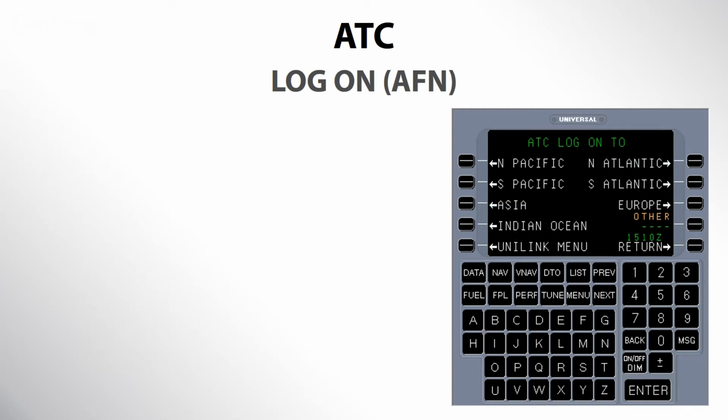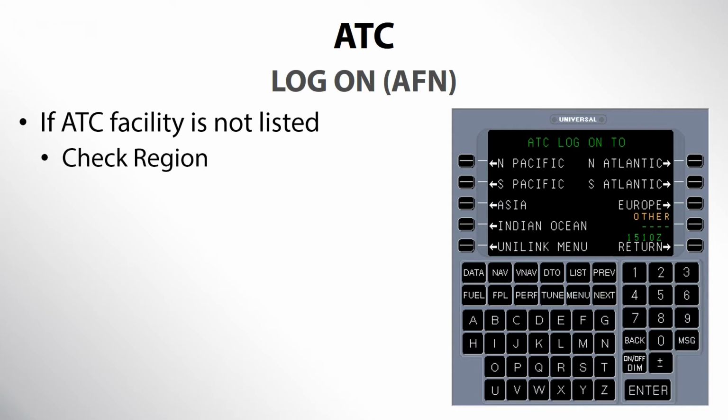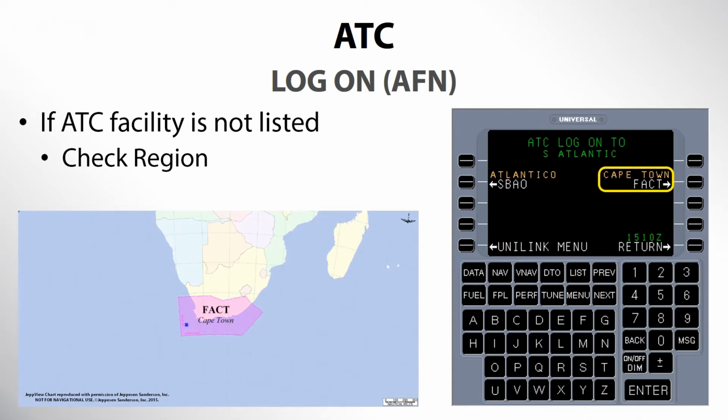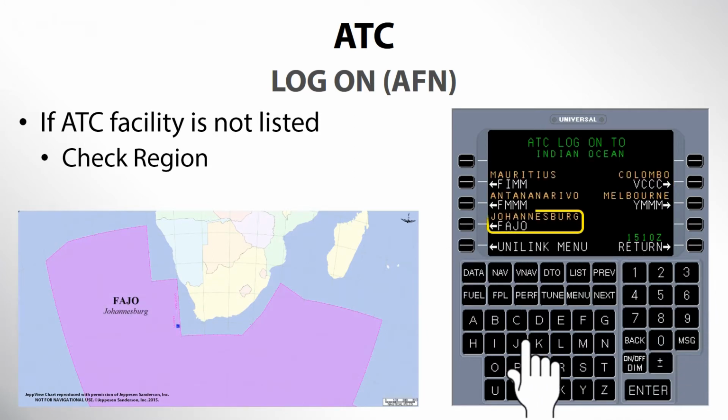What do you do if your ATC facility isn't listed? Sometimes it isn't in the region you might expect. Take South Africa, for example. Cape Town is located in the South Atlantic. Where is Johannesburg Oceanic? It's found under the Indian Ocean region.